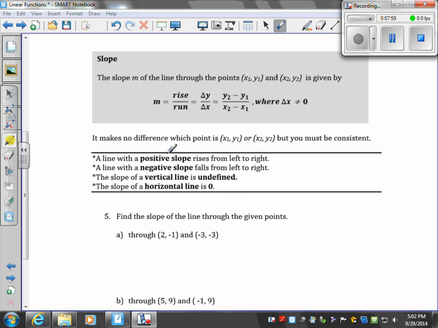A line with a positive slope rises from left to right, so this would be a positive slope. A line with a negative slope falls left to right, so a line that would look like that would be a negative slope. A vertical line, we talked about before, is undefined. It has an undefined slope. It's a vertical line. And then the last one, a horizontal line, has a slope of 0, has no steepness. So those are the 4 cases. You can have examples of those.